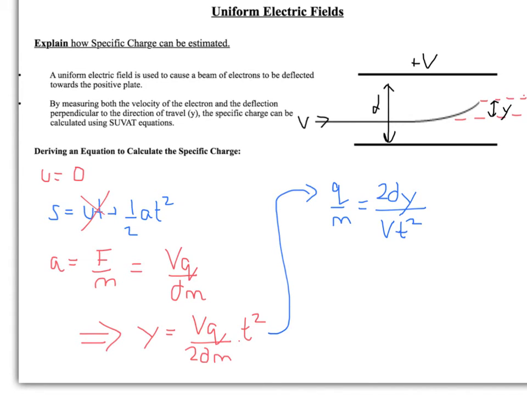So essentially what you need to do here is you need a measurement for the time, the velocity of your electron, your plate separation, and your vertical deflection in this case, and you can get an estimate for your specific charge. Okay, so let's move on to the final experiment we're going to look at to calculate specific charge.